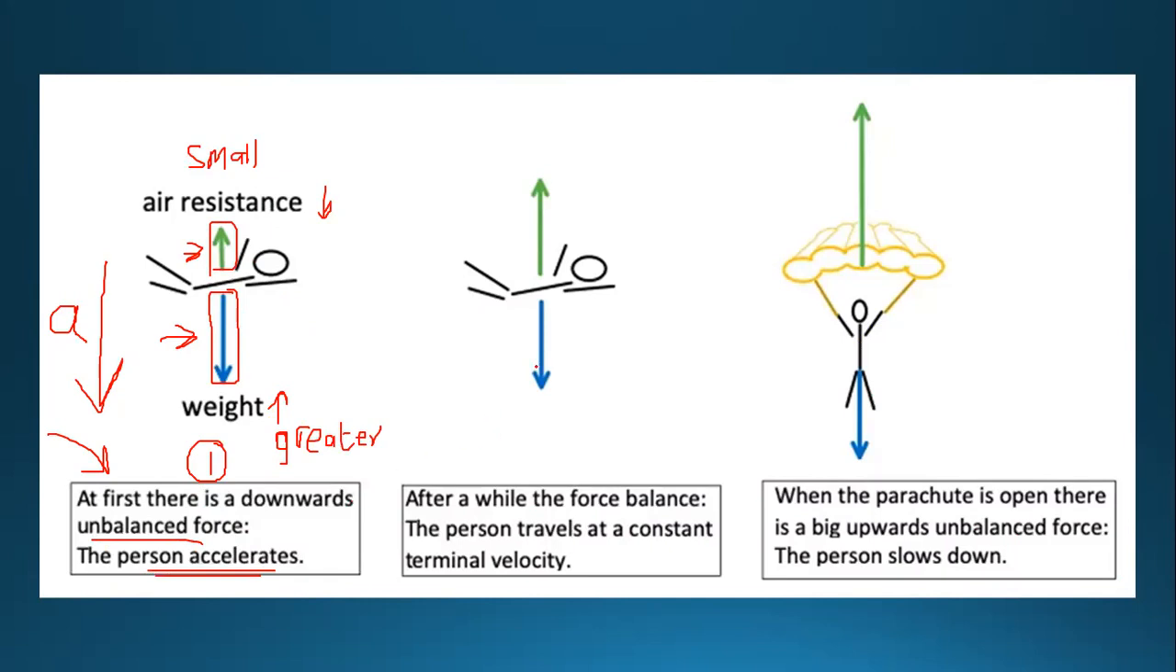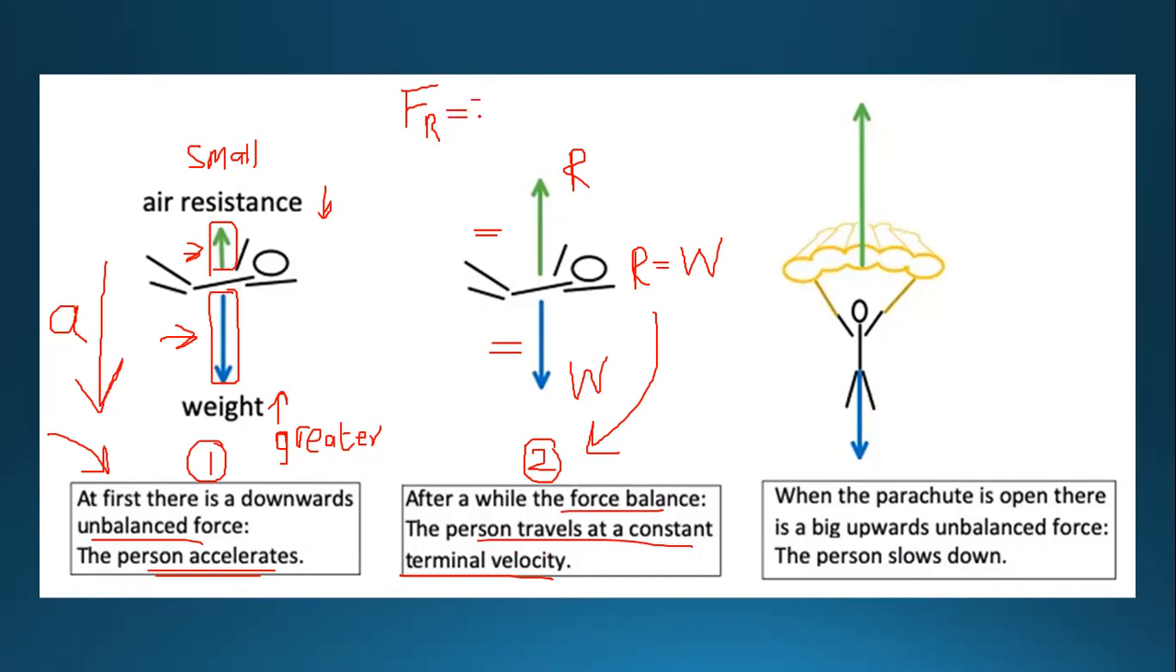After a while, the forces balance. जो आपका scenario 2 है, after a while when the person starts falling, there comes a point where both the forces are equal to each other. जो आपकी air resistance थी and your weight, both are now equal to each other. Air resistance is equal to weight when we talk about case number 2. After a while, the forces balance. The person travels at a constant and terminal velocity. अब इस केस में क्या हुआ होगा? The resultant force, जो कि आपके पास FR है, the resultant force has now become zero.